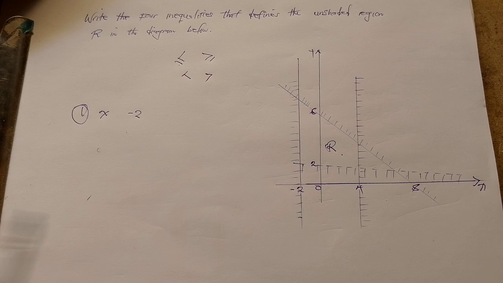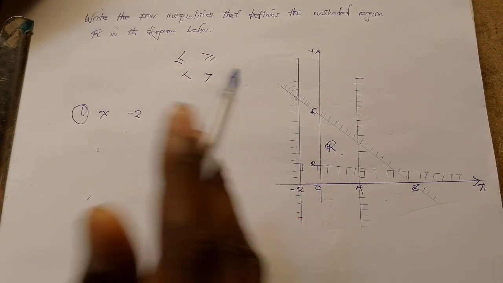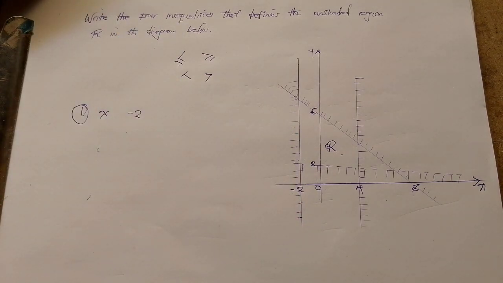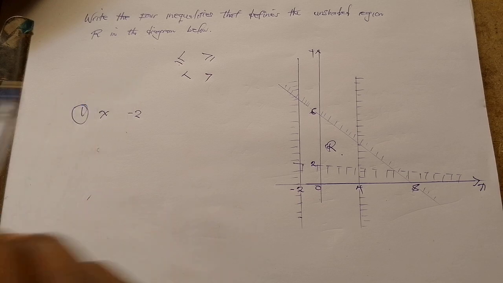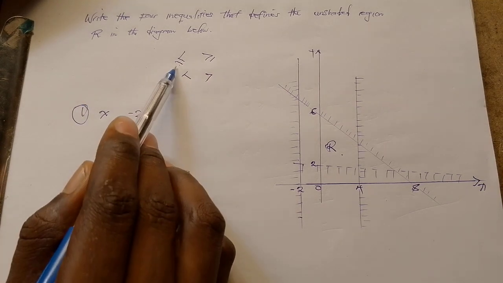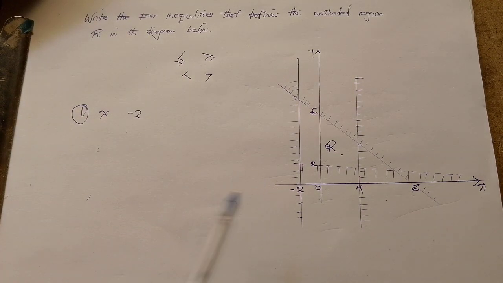Then the next thing, we need to look at the line again. Where is the shaded part? Is it dotted or is it a solid one? The line is solid, so it will have less than or equal to or greater than or equal to. We know that -1 is greater than -100. With negative numbers, the smaller the negative number, the greater that number is. So since we have -2, 0 is greater than -2.